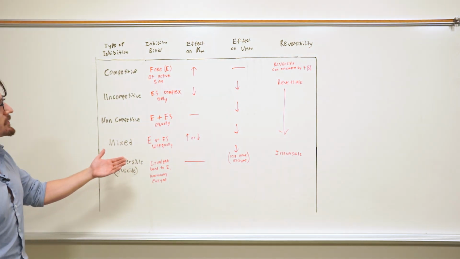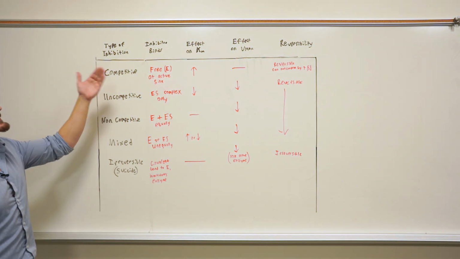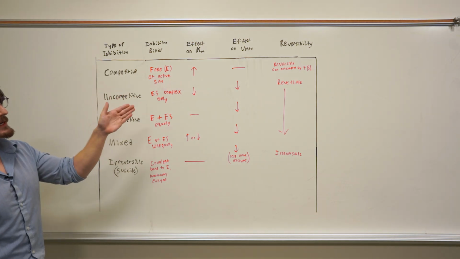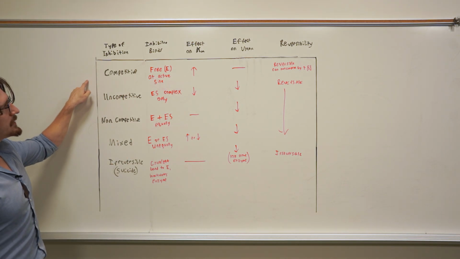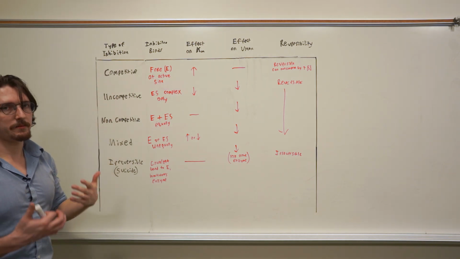So here we have a table, and we have the types of different inhibitors, the way that these inhibitors will bind, and then their effects on the Km, the Vmax, and their reversibility. So starting with competitive inhibitors, we want to remember that these bind the active site of the free enzyme only.